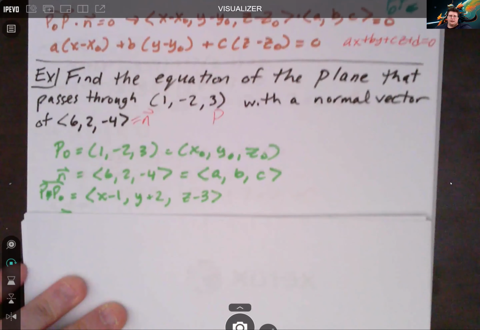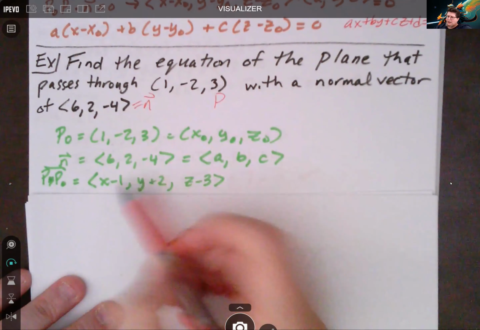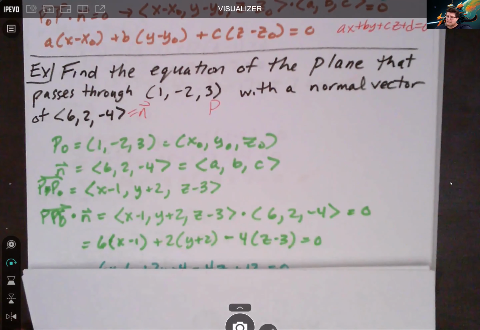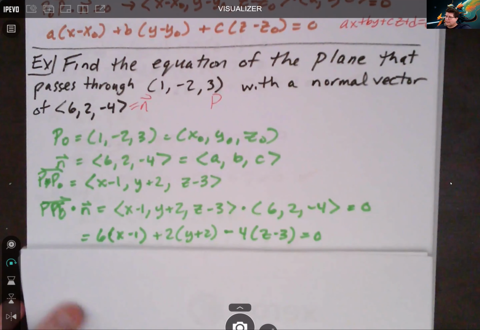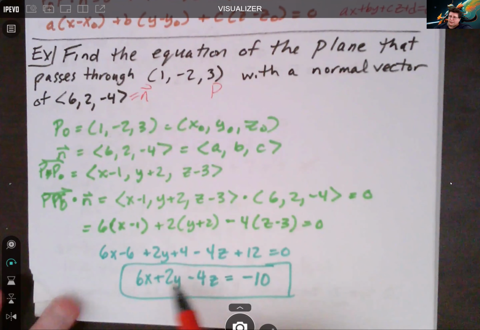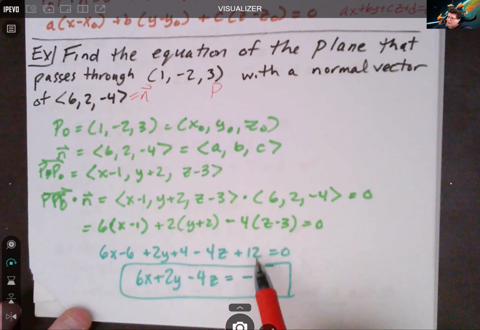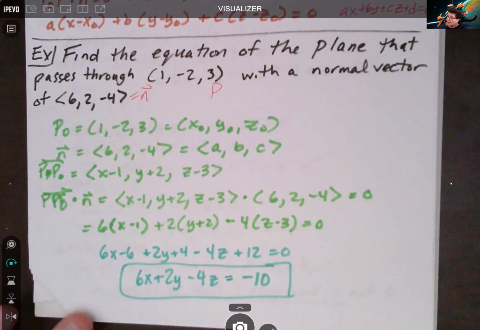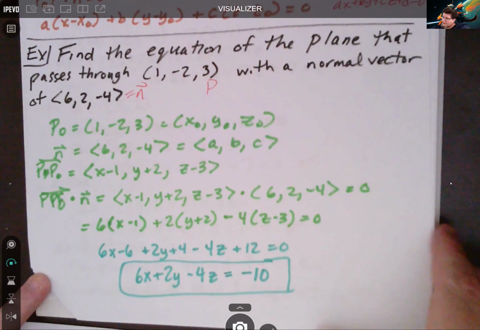Okay. Now we can dot them. We're going to have 6 times x minus 1, 2 times y plus 2, and -4 times z minus 3. And we get such. If we go ahead and distribute, we can see that we got 6x minus 6 plus 2y plus 4 and -4z plus 12. Combining -6, 4, and 12 gives us plus 10 on the left. We could also go ahead and move to the right and make it minus 10 over there. So that's one example. Let's do another.